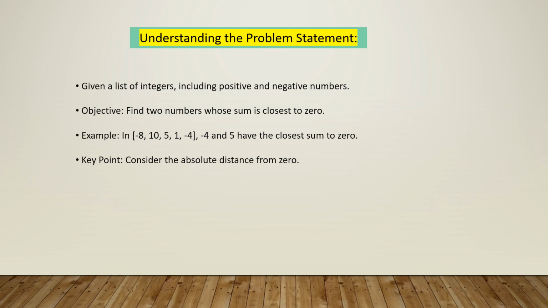The problem at hand involves finding two elements in a list, which may contain positive and negative integers, such that their sum is closest to 0. We need to consider the absolute distance from 0 while finding the closest sum. Let's break down the problem further before moving on to the solution approach.